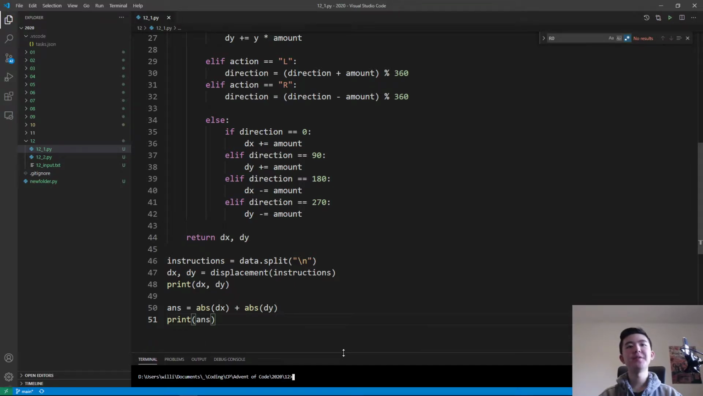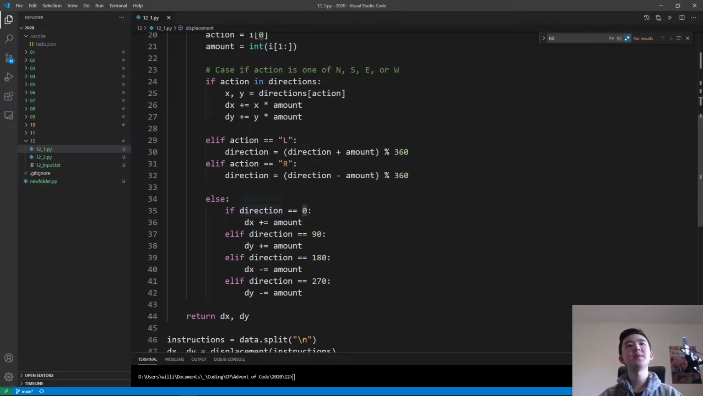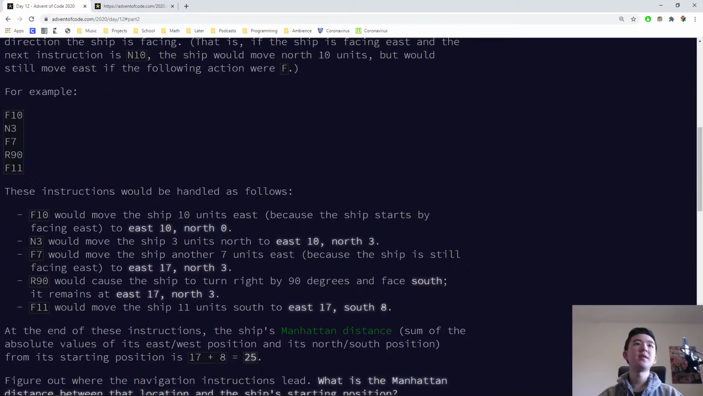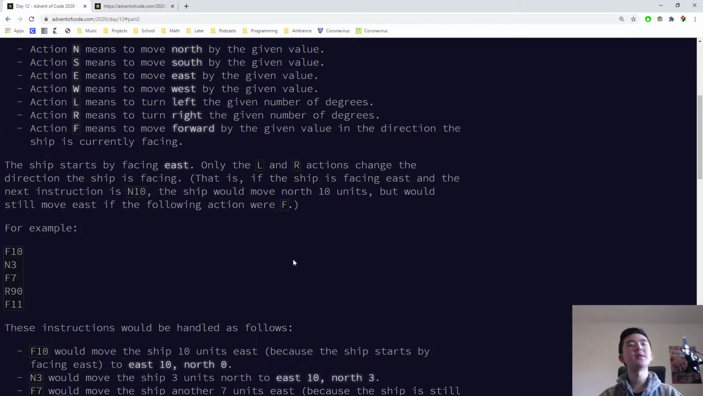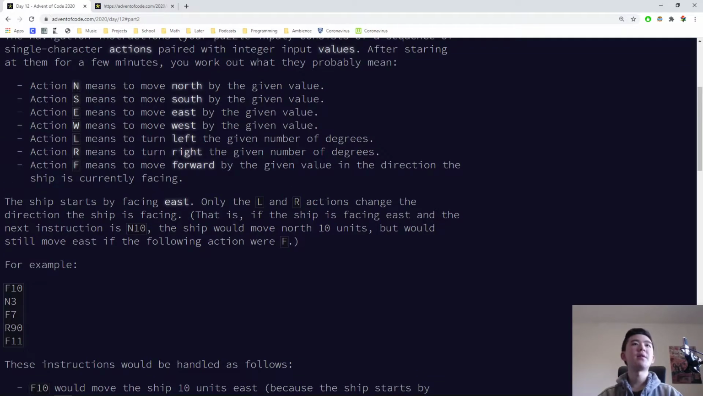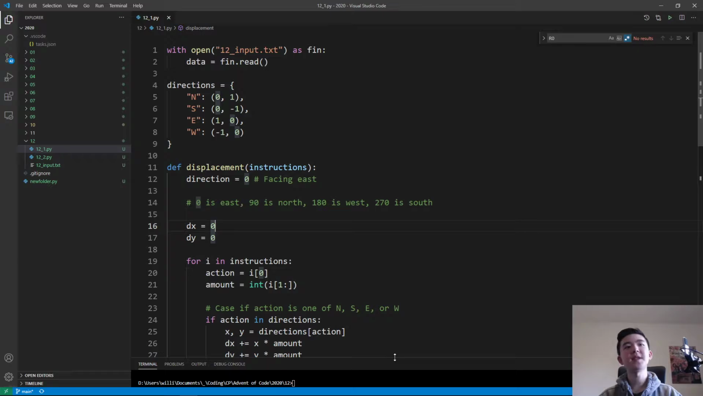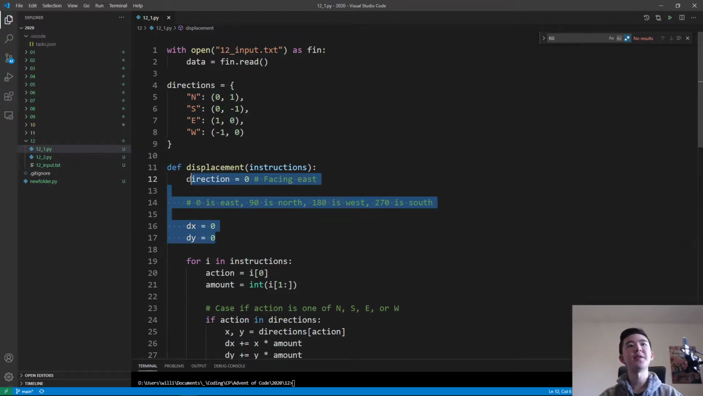I think this problem shouldn't be too difficult. Not too many of you should find this too difficult, I think, but basically we're just doing a simulation. We are given a set of instructions. Each instruction tells us how to move our ship around: north, south, east, and west. Actually, first I should explain what each of the variables are.